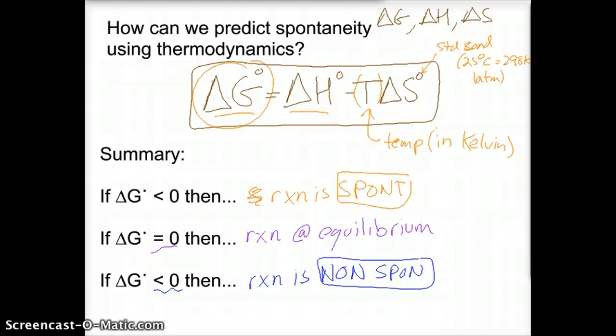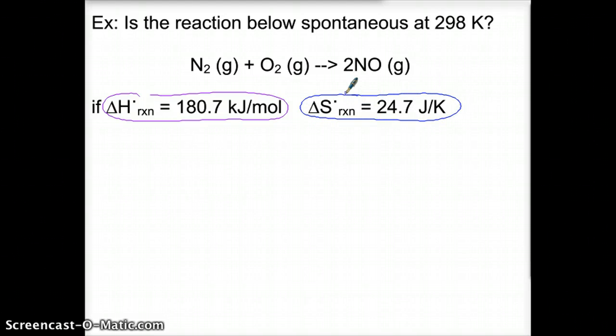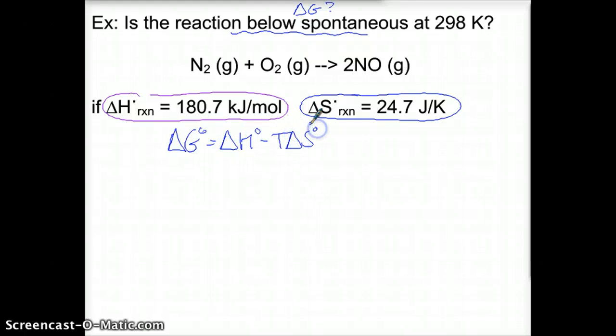So let's go ahead and look at an example. Is the reaction below spontaneous at 298 Kelvin? Nitrogen gas plus oxygen gas produces 2 moles of nitrogen monoxide. We're given that the delta H naught of the reaction is 180.7 kilojoules per mole, and the entropy of the reaction is 24.7. So, is it spontaneous? We need to know what delta G is. If delta G is negative, it's spontaneous. If it's positive, it's non-spontaneous. So, the equation we need to use is delta G naught equals delta H naught minus T delta S.